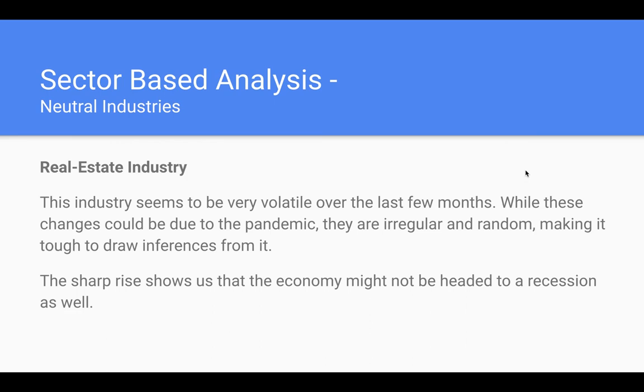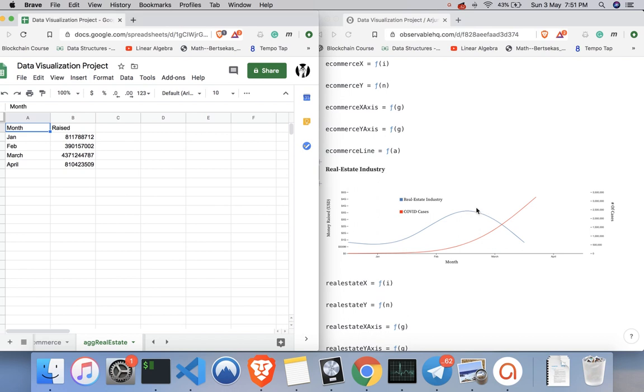So the sharp rise could show us that the economy, again, might not be headed towards a recession, but the future of this industry doesn't look too good as it is almost at an all-time low in terms of investments this year, and it seems to be going downwards from here.